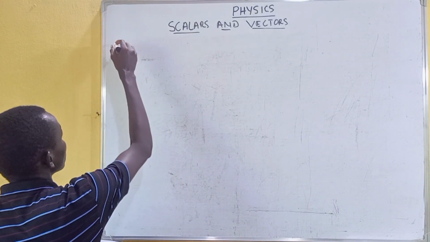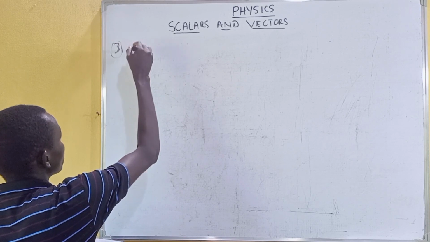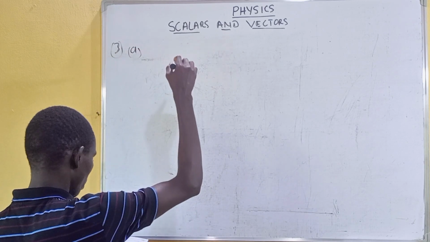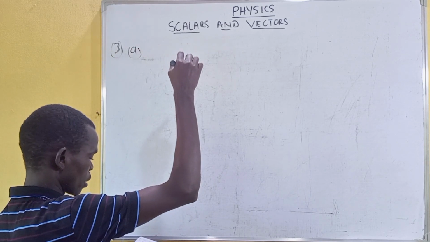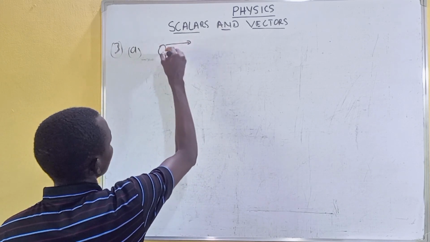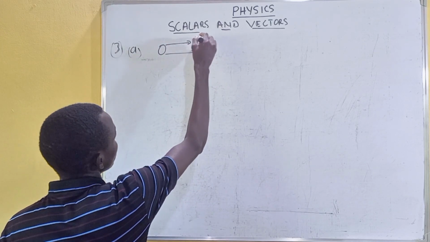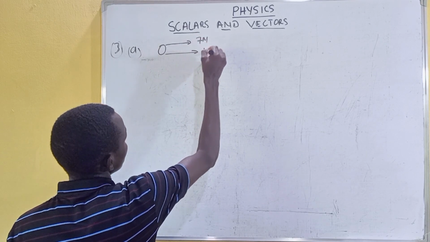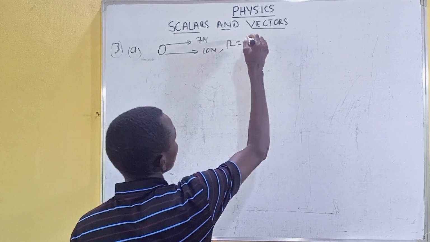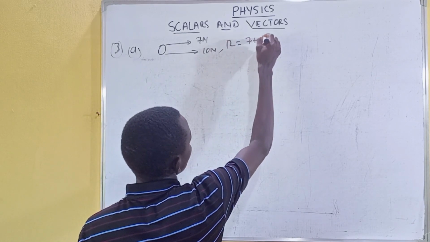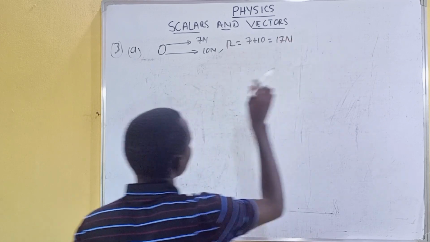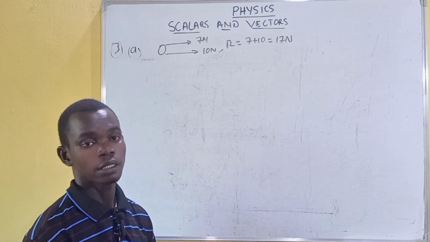So from here, you have to consider the two forces are parallel and act in the same direction. So we have the two forces that move in the same direction, which is 7 Newton and 10 Newton. Our resultant will now be equal to 7 plus 10, which is equal to 17 Newton, since they are acting in the same direction.